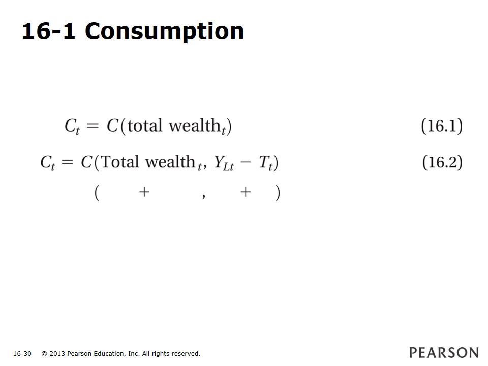Equation 16.2 states consumption depends on total wealth and more directly on current after-tax labor income. Expectations affect consumption spending directly through human wealth. To compute human wealth, consumers form expectations about future labor income, real interest rates, and taxes. Expectations affect consumption indirectly through non-human wealth by affecting prices of stocks, bonds, and housing.